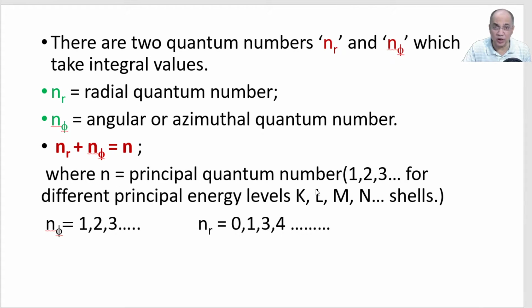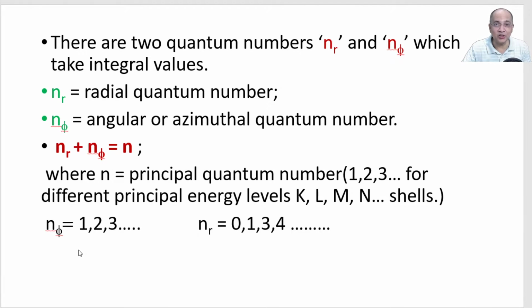N is the principal quantum number, and that is always 1, 2, 3, 4, 5. 1 for the K shell, 2 for the L shell, I'm talking of capital L, and 3 for the M shell, and so on. And n phi, the angular quantum number, will take values from 1, not 0. 1, 2, 3, 4, 5.